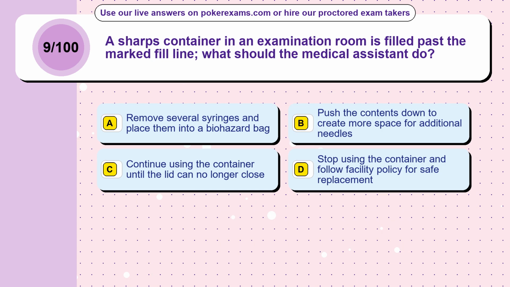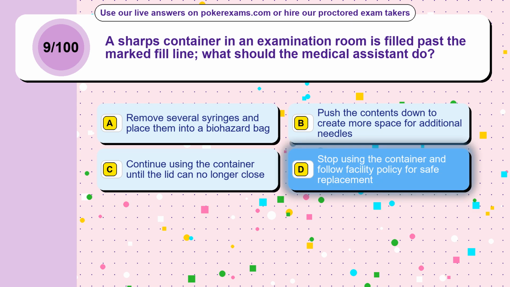Question 9. A sharps container in an examination room is filled past the marked fill line. What should the medical assistant do? Option A, remove several syringes and place them into a biohazard bag. Option B, push the contents down to create more space for additional needles. Option C, continue using the container until the lid can no longer close. Option D, stop using the container and follow facility policy for safe replacement.